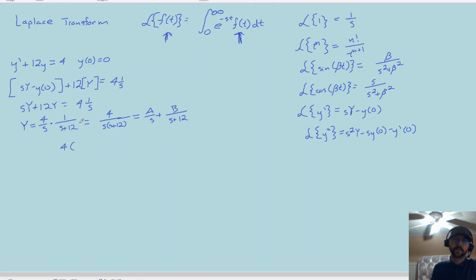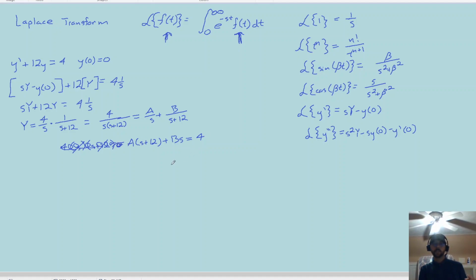4 times, this is kind of an aside, this doesn't follow directly from this, 4 times s times s plus 12 equals a times s plus 12 plus bs, and then yeah, that's all we want. Sorry, no, those canceled. When I multiplied this on the top, we had it on the bottom, so let me get rid of that. This is just supposed to be equal to 4.